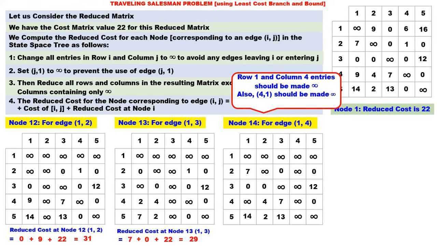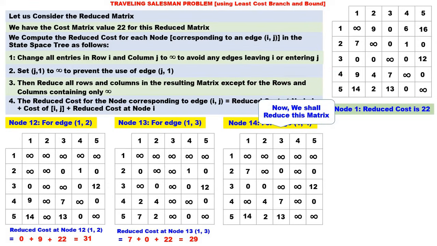Now we have to do row reduction. First row, all the elements are infinity, no need to worry. Second row, 0 is the minimum element, no change. Third row, 0 is the minimum element, no change. Fourth row, 0 is the minimum element, no change. Fifth row, 2 is the minimum element. Therefore, the reduced cost, you should make it 2. And 2 should be subtracted from all the elements of the fifth row. 14 minus 2 is 12. 2 minus 2 is 0. 13 minus 2 is 11. And remaining infinity minus 2 is infinity. So, row reduction is over.